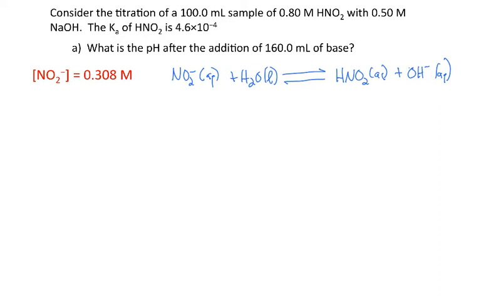All right, so this is an equilibrium problem, so I will call this an ice table. So the initial concentration of NO2 minus is 0.308. Don't care about the water. Those guys start out at 0, so I've got minus x, plus x.